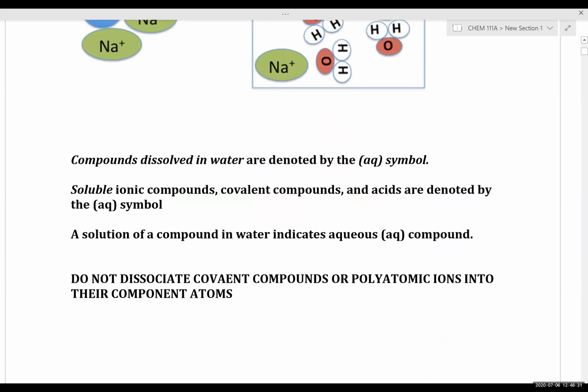Now, compounds dissolved in water are denoted by the aqueous symbol. Another way to think about this is that soluble ionic compounds, covalent compounds, and acids are denoted by the aqueous symbol. The aqueous symbol specifically refers to a solution of a compound in water.